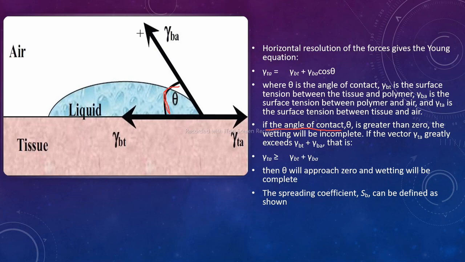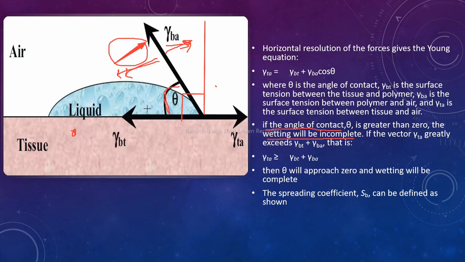right? So if this angle moves towards this side, what will it be? Now see, this angle is 90 degrees, right? Now you can say this is 90 degrees. If the theta is greater than zero, so this side it is 0 degrees, but this side it is greater than zero, that it can be 25, 45, 50, 55, 90, okay, then the wetting will be incomplete.